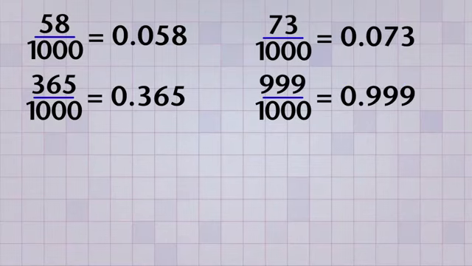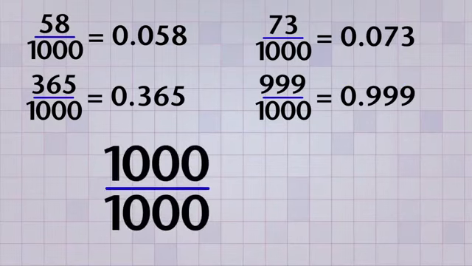And finally, what do you think we would get if we converted 1,000 over 1,000? Right again, 1,000 over 1,000 is just a whole, so its value would be 1.